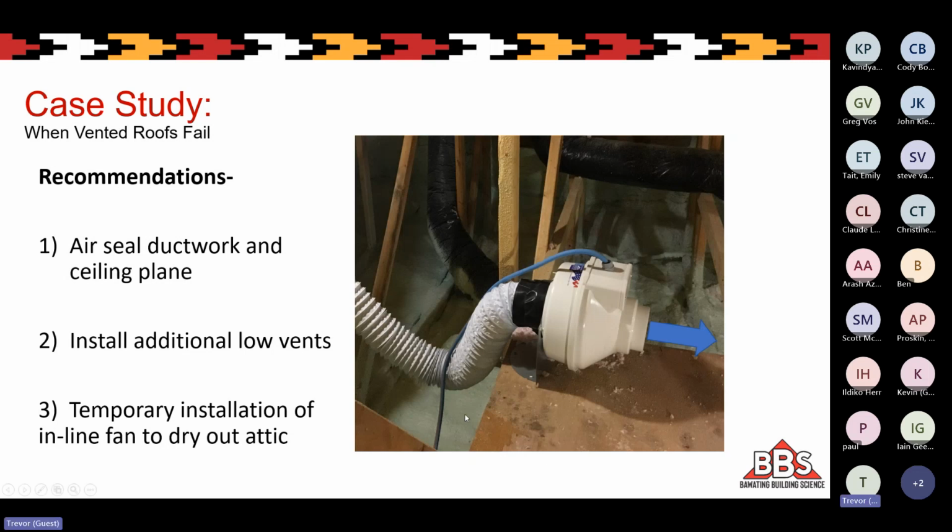The attic floor was sealed by uncovering all the pot lights. There were many, and resealing them. They also installed about twice as many low vents in the attic. And the other thing we did, because of how much moisture had built up in the attic, was temporarily installed an inline fan in the attic.